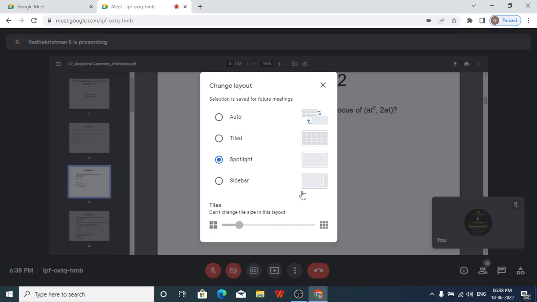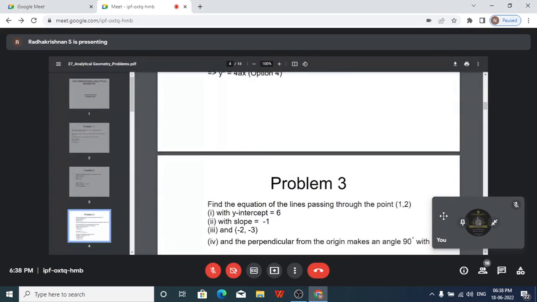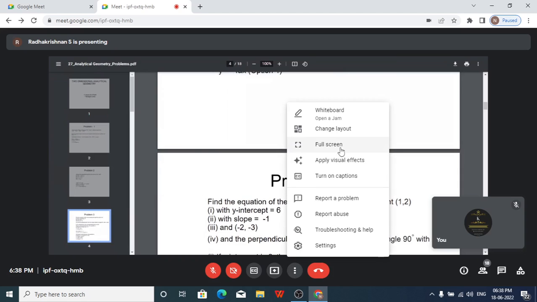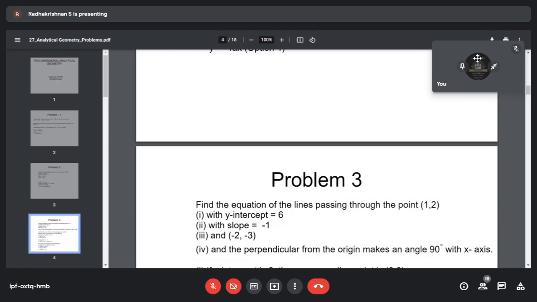Is that okay? Sir. Okay. So let's move on to the next problem. This is on straight lines. Find the equation of the lines passing through the point (1, 2) with y-intercept equal to 6, slope equal to -1. So these are all separate problems. The first problem is point (1, 2) given, y-intercept 6 given. So find the equation of the straight line. These are all very straightforward questions.